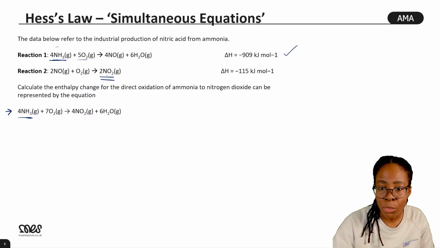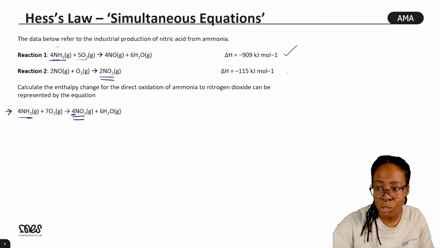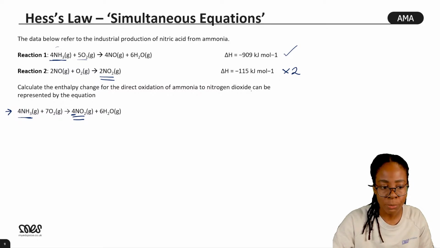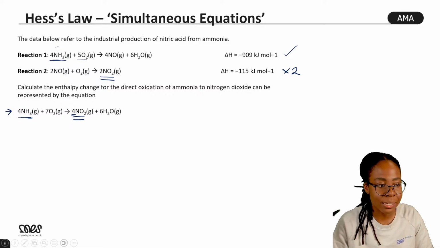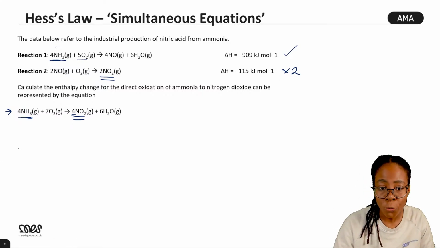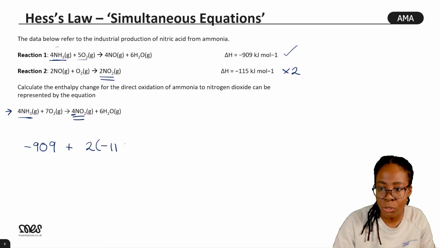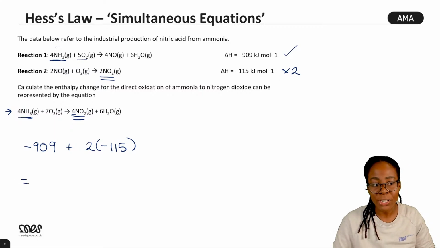The NO2 is on the right-hand side, and it's also on the right-hand side in our final equation, but we've got twice as many, which means reaction 2, we can keep it going in the same direction, but we're going to have to multiply it by 2. And again, anything else that's involved in these reactions, all of the other substances, they'll cancel out. Absolutely A. So for our enthalpy change, that's going to be our reaction 1 enthalpy change, so minus 909, plus 2 times our second enthalpy change, so 2 times minus 115, and that's going to give us our answer.